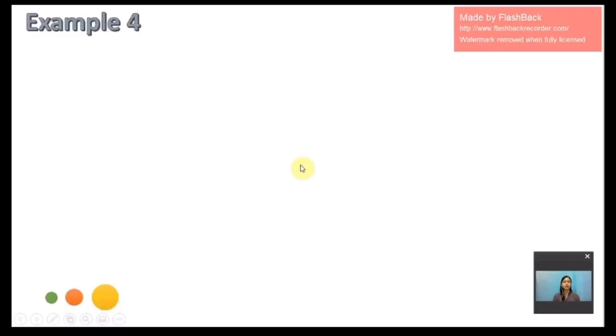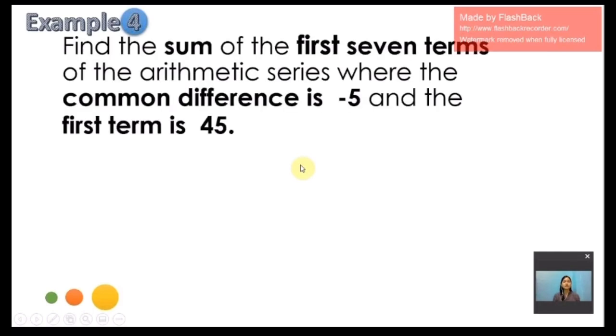Okay, another example. Find the sum of the first 7 terms of the arithmetic series where the common difference is negative 5 and the first term is 45. So we are asked to find the sum of the first 7 terms where the common difference is negative 5 and the first term is 45. So how are we going to find the sum of the first 7 terms in which the given are the common difference and the first term?